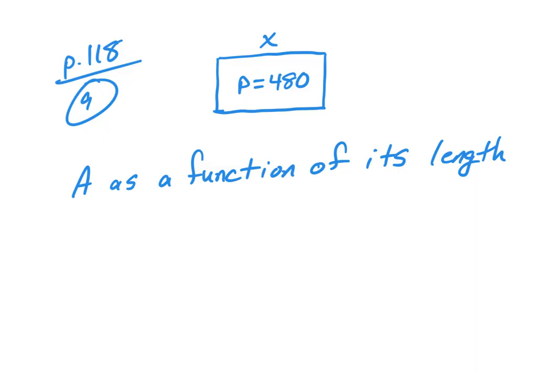Add up all the sides. Okay, we're going to add up all the sides. So we know if I added up all these sides, it's going to add up to be 480. The only thing I don't know is the width. They don't give me anything about the width.